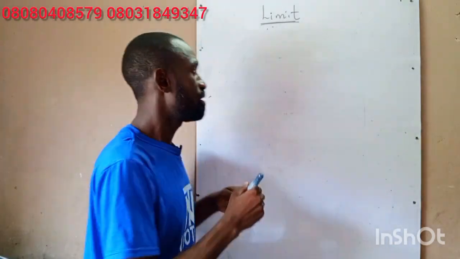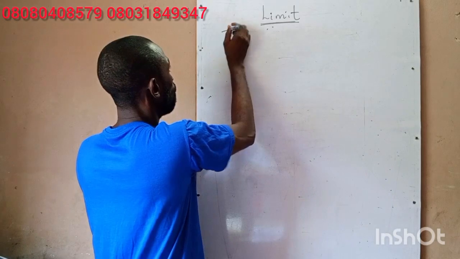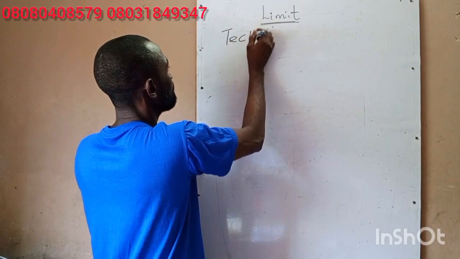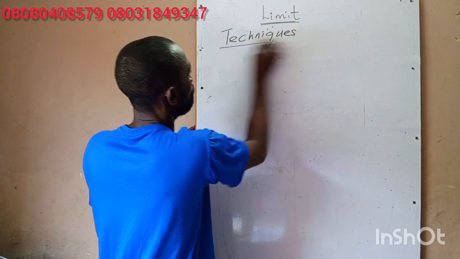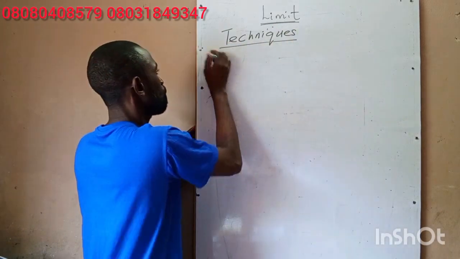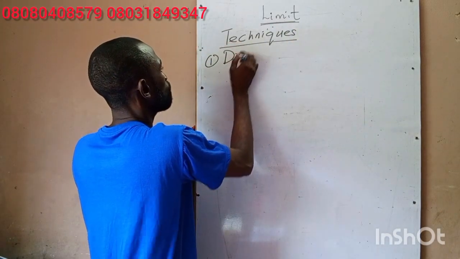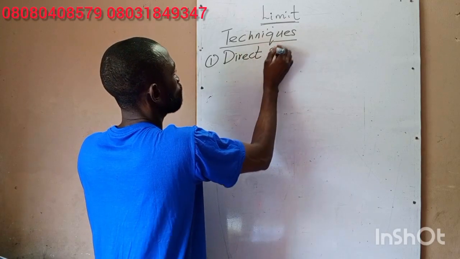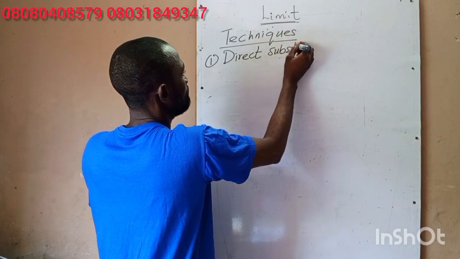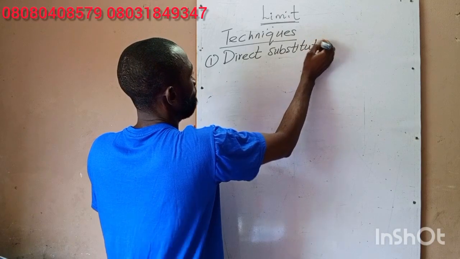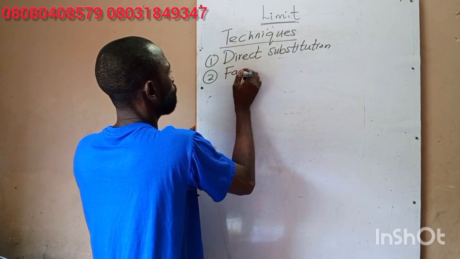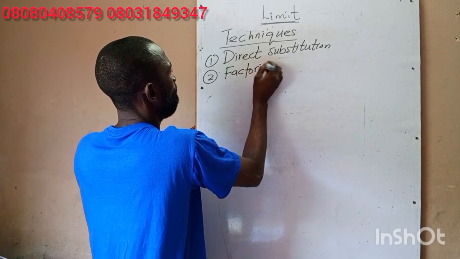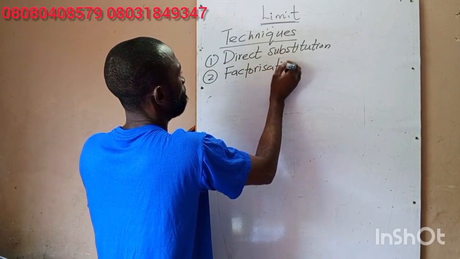So the first one is what we call direct substitution. Let us list the techniques out, the techniques that we're going to be using to solve questions under limits. The first one we call the direct substitution method. The second one is what we call the factorization method.